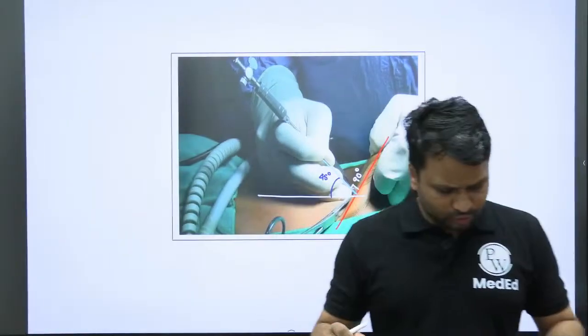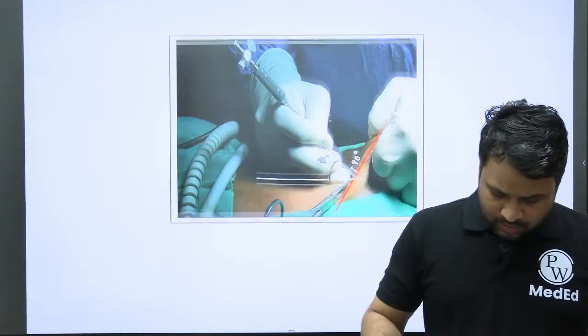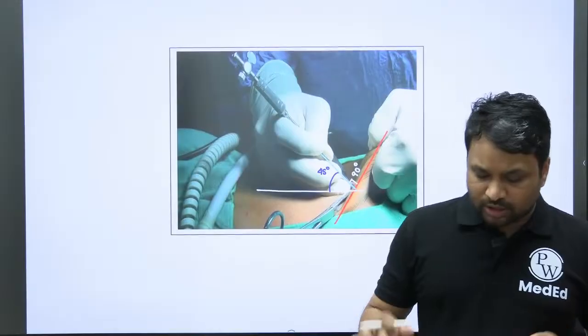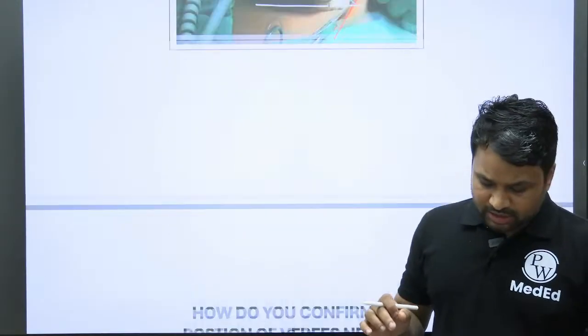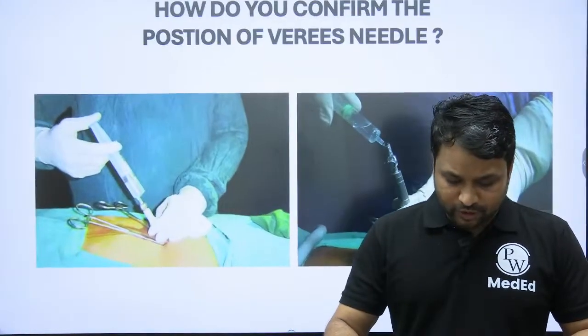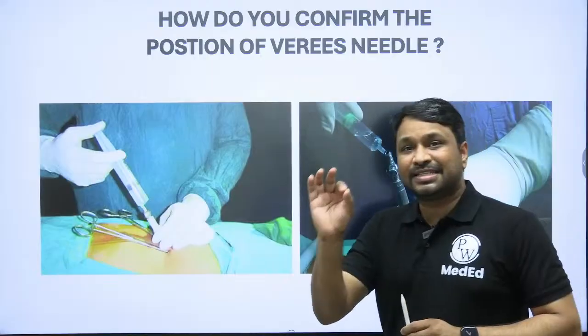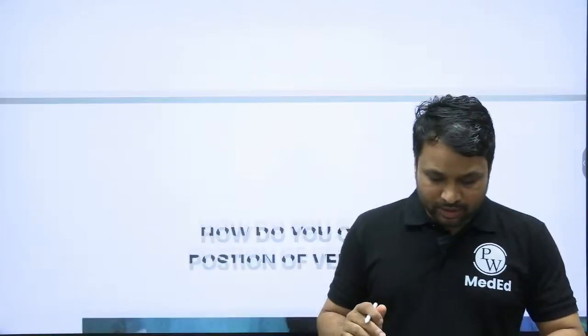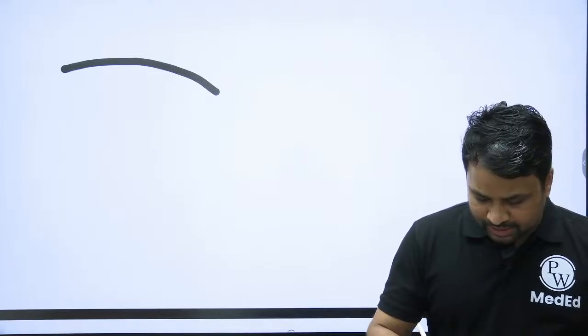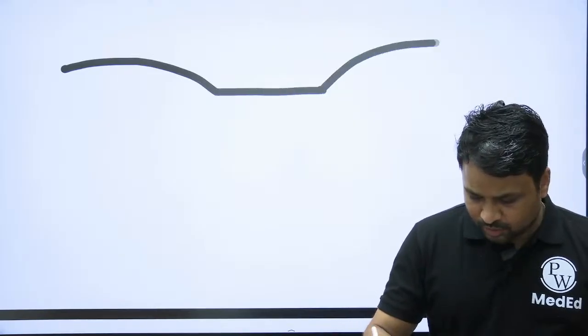Now, once you have understood the ergonomics of how you're going to insert the Veress needle, how do you confirm that the Veress needle is inside the peritoneum? Why I'm telling you this is, when you insert the Veress needle, you need to understand that it will go through various different layers. For example, the outermost layer is going to be the skin, and this is how the skin would look.